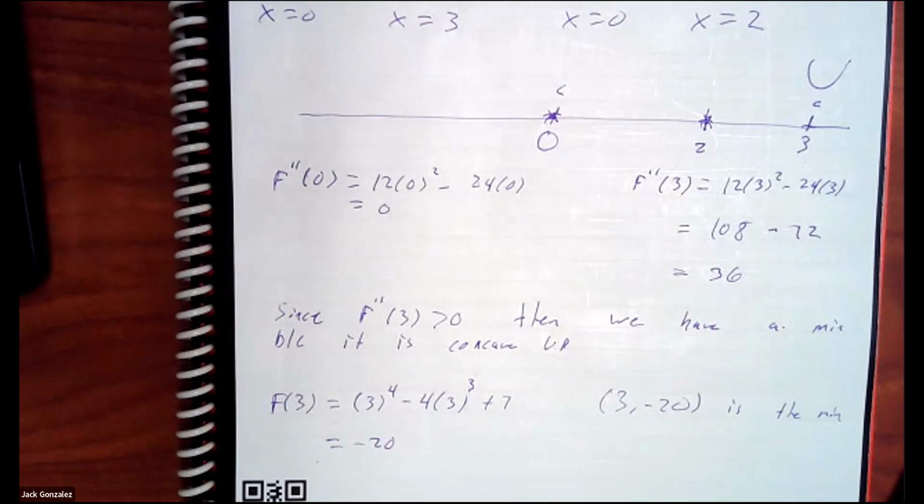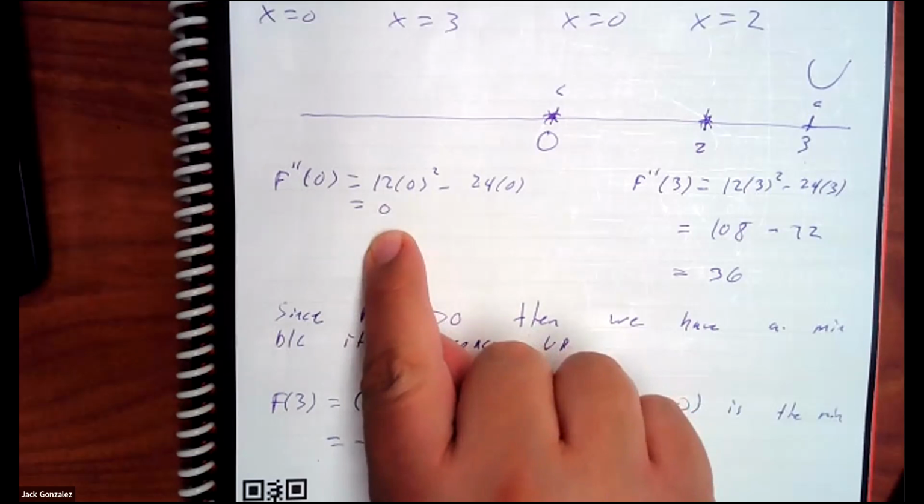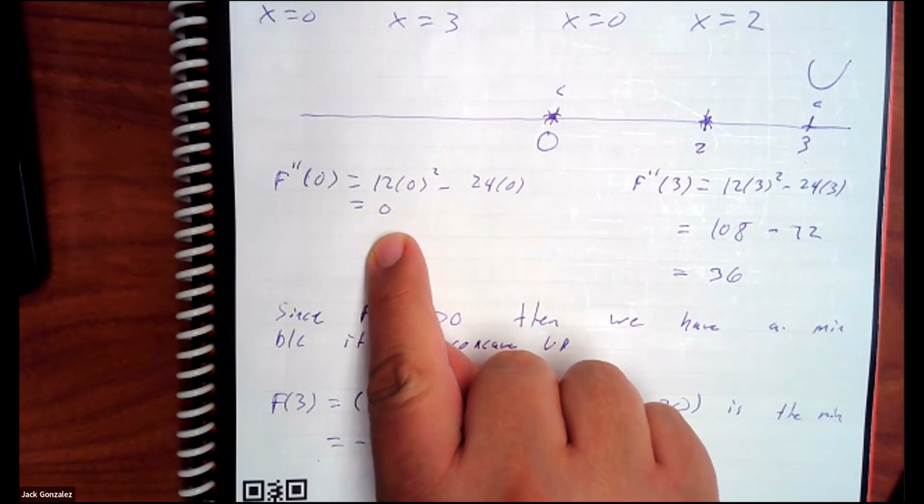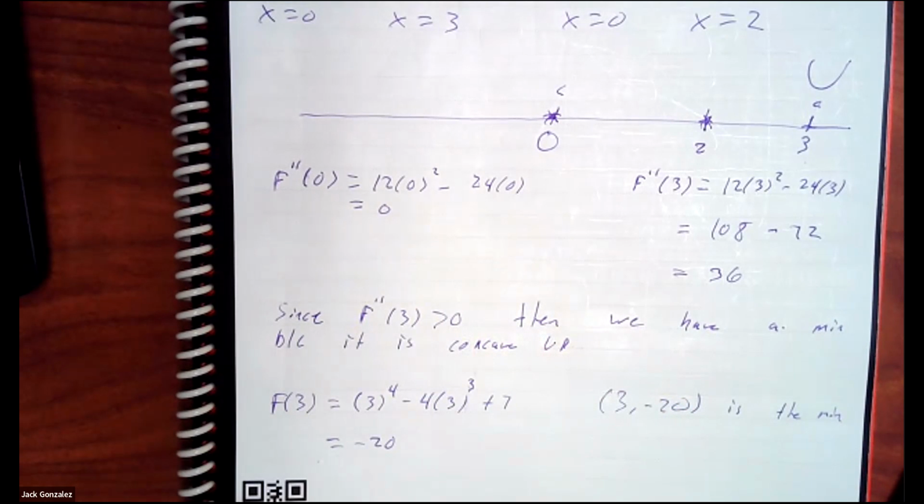The last one that we just did. You went straight to 3 on that because 3 was a critical number. We don't worry about 0, because when we plugged into the second derivative, it gave us 0. So it was an inflection point, so it was not considered for extrema.